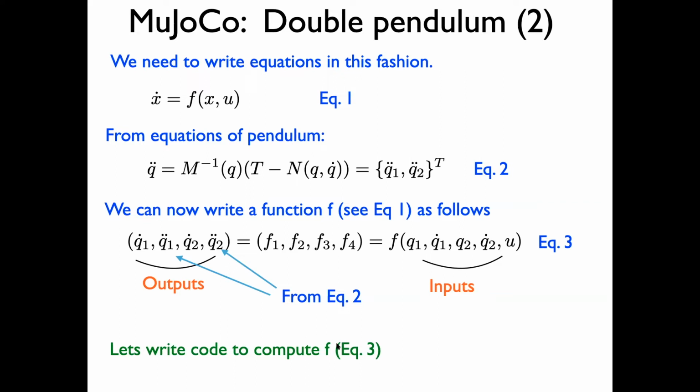But before that, let's try to write code to compute this function f, whose inputs are these 5 numbers and outputs are these 4 numbers, the rates of change of the state. So let's do that in code and get f, and then we'll proceed to the next step. I'm going to do that in code now.